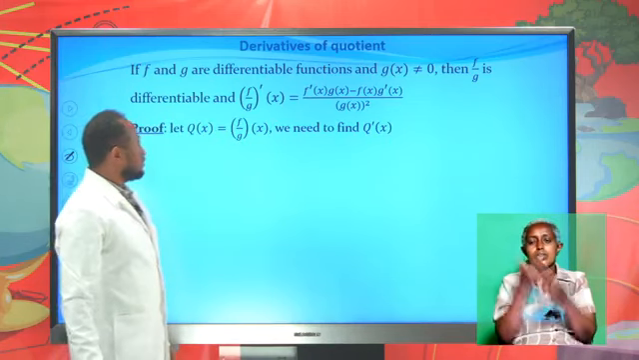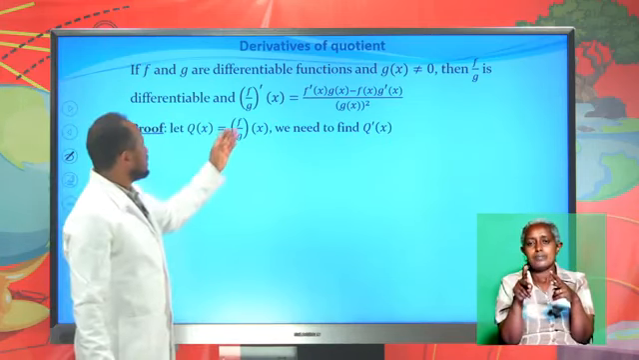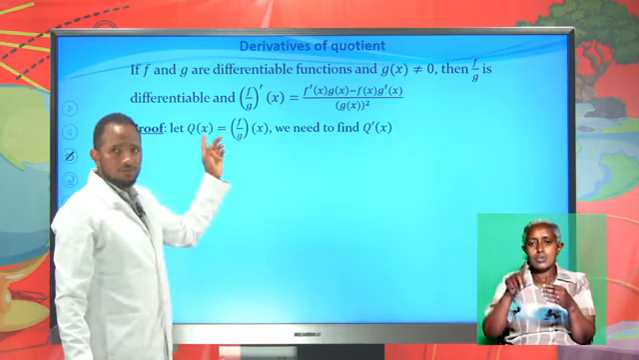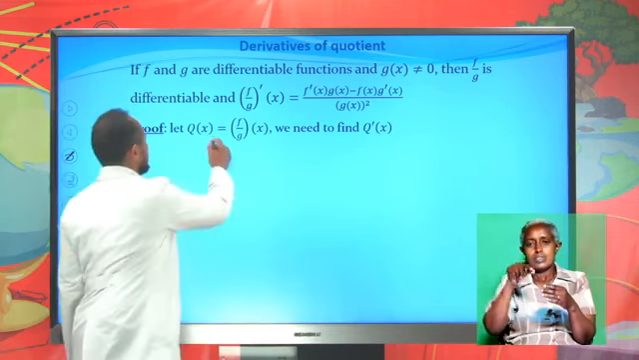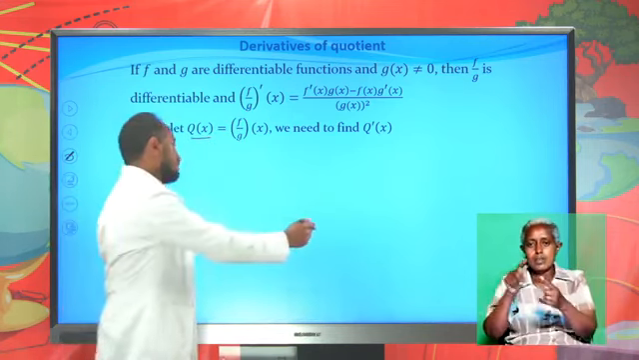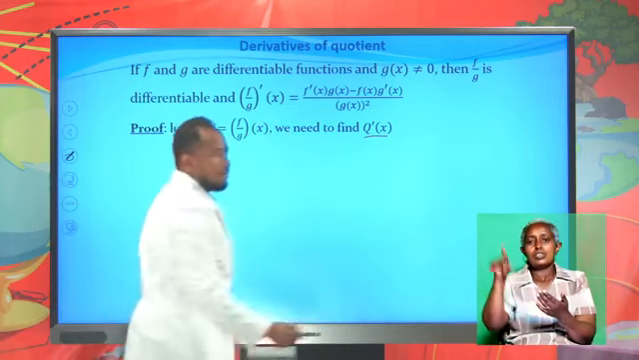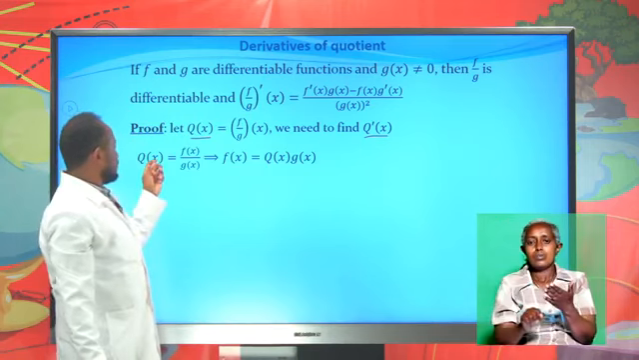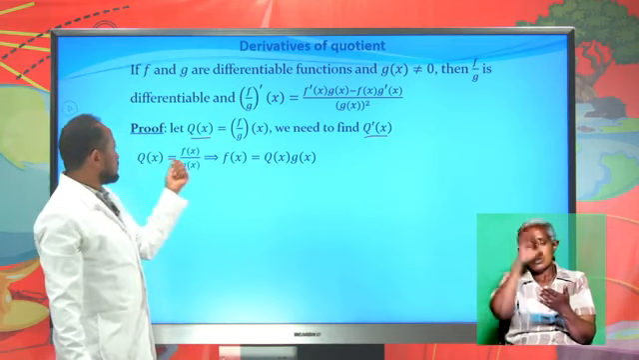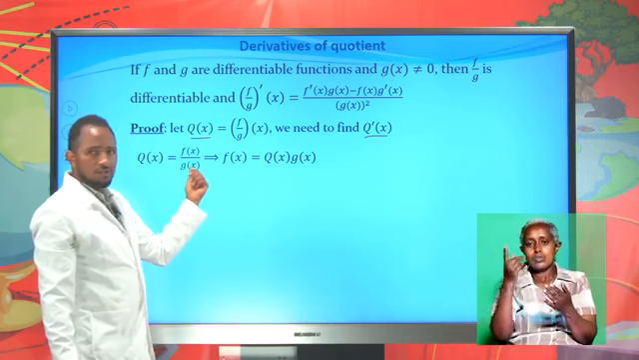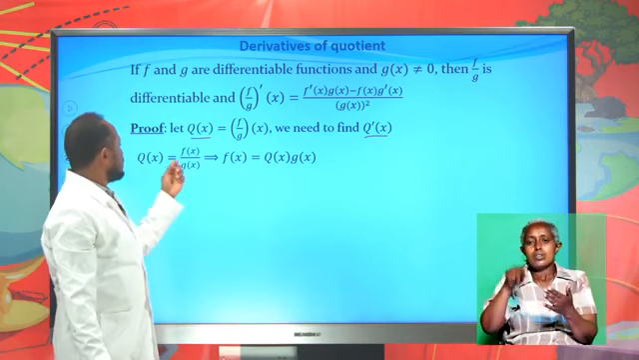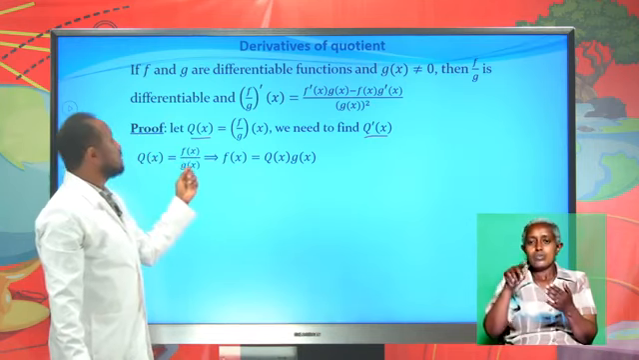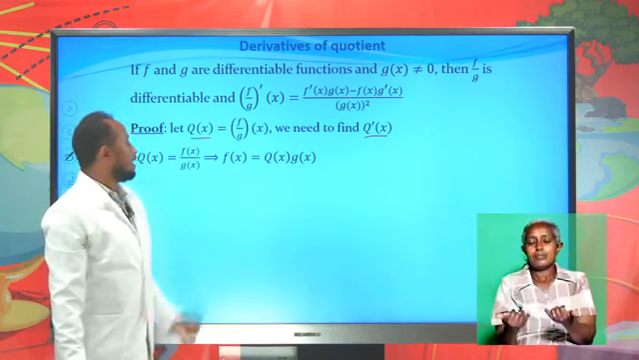Proof. To prove this, let's assume f over g of x to be q of x, and then let's try to find the derivative of q of x. We assumed q of x to be f of x over g of x. So from this, q of x is equal to f of x over g of x. This implies f of x is equal to q of x times g of x. So now differentiate this.